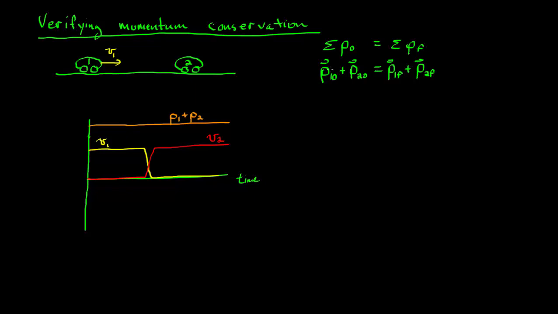What that means is that the momentum of car one plus the momentum of car two is equal to the momentum of cars 1 and 2 afterwards. So we get this relationship.